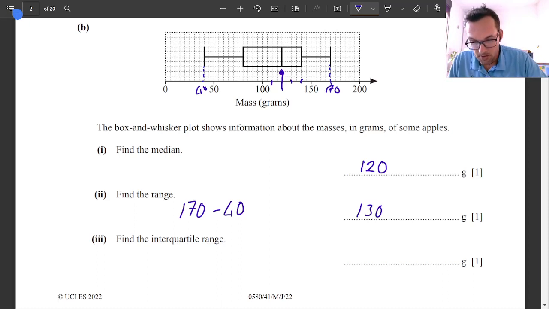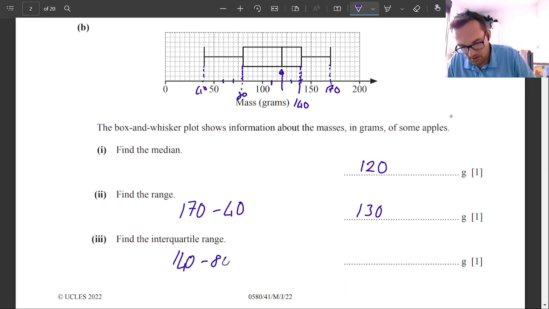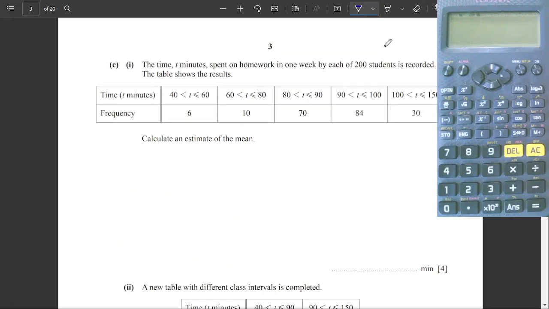Interquartile range, of course, is the stretch from between the upper and the lower quartile. So the edges of our boxes. Okay, the upper quartile here being 140, and the lower quartile being, what's that, 60, 70, 80. Yeah, 80. So that's 140 minus 80 gives us 60. Make sure your zeros look like a 0 and not like a 6. Well done.